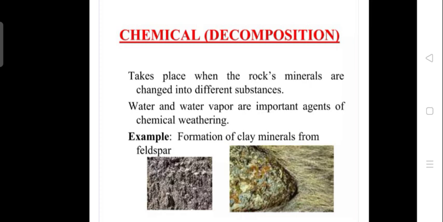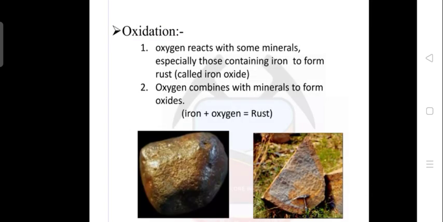The second one is chemical weathering, or chemical decomposition. It takes place when the rock's minerals are changed into different substances. Mainly it occurs due to water, which is the main agent of chemical weathering. Chemical weathering can be divided into different types: oxidation, hydrolysis, hydration, carbonation, etc.